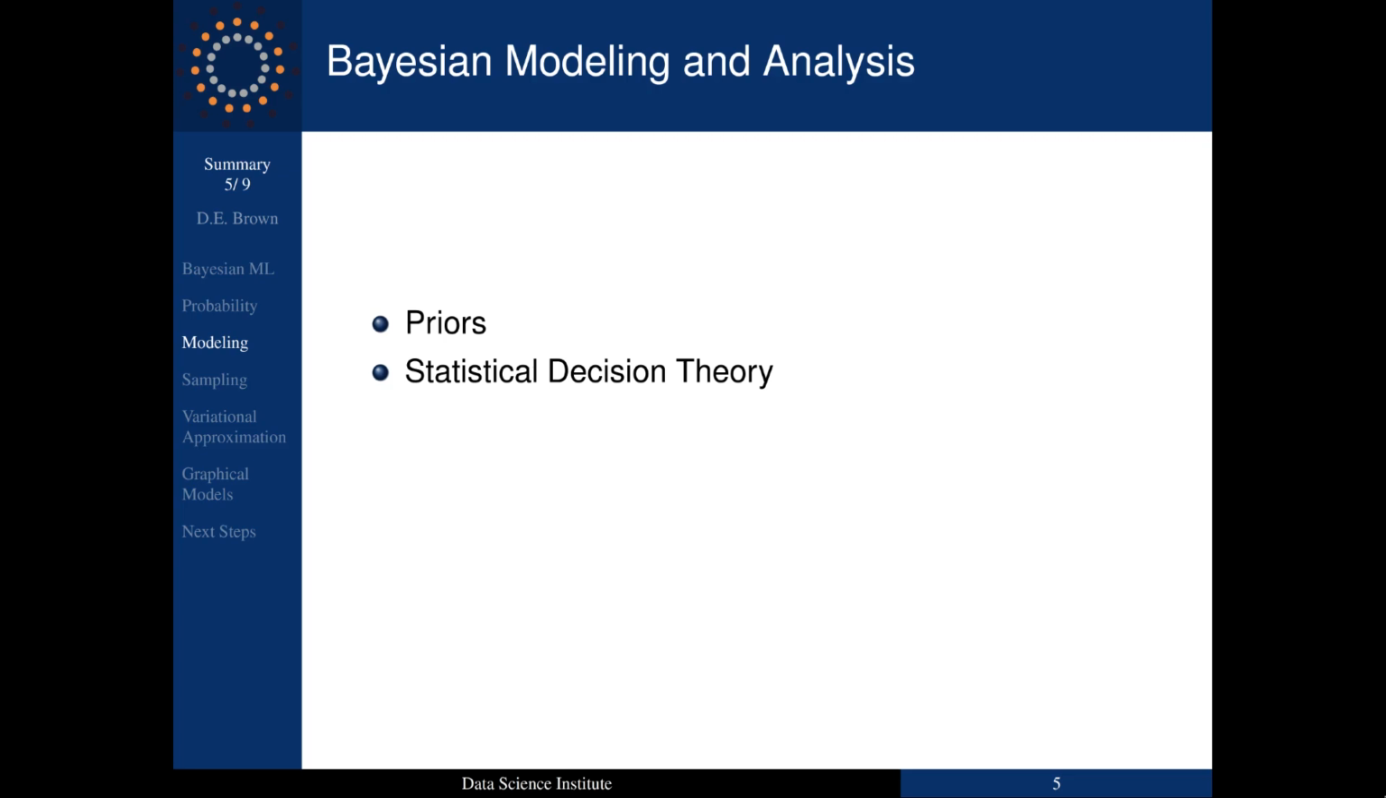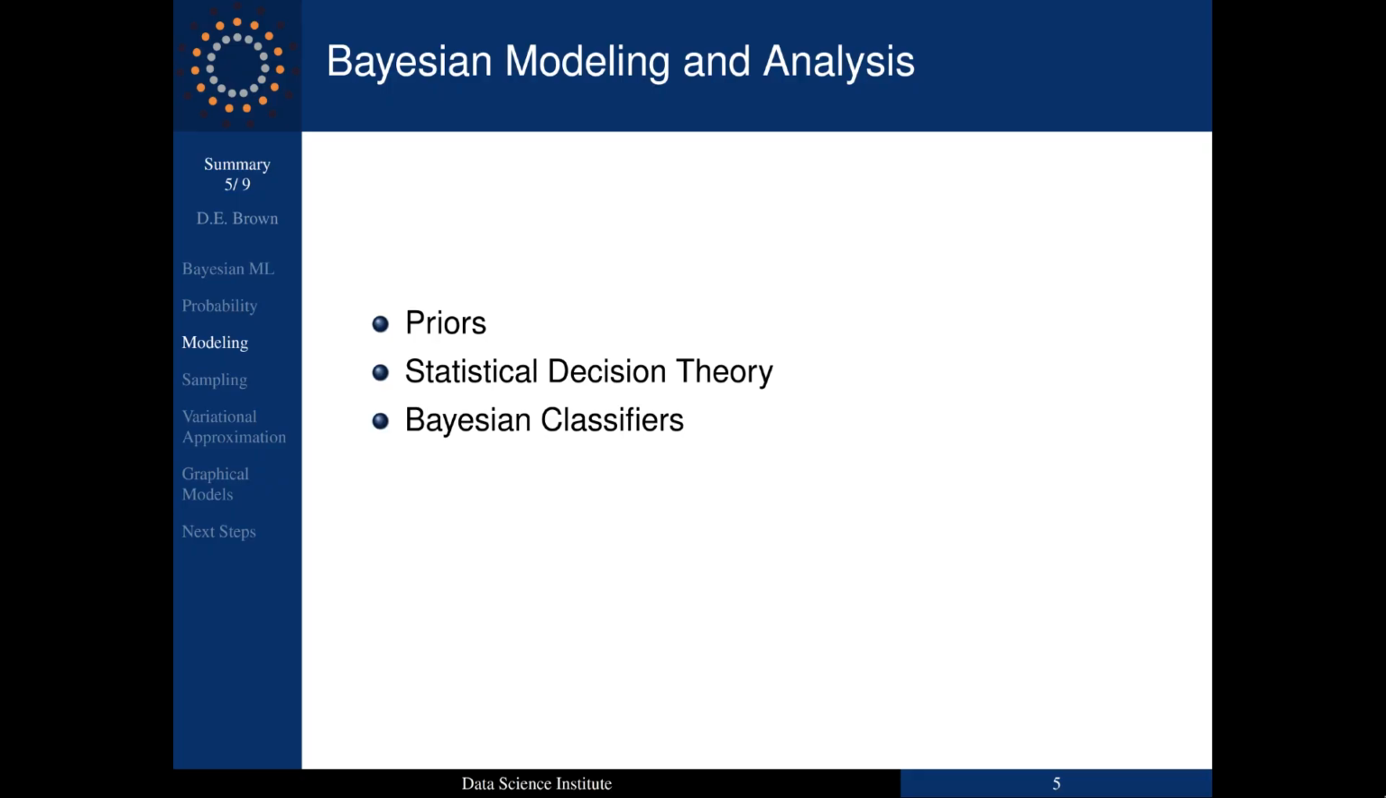We then looked at statistical decision theory and defined what it means to be Bayes optimal. And to be Bayes optimal, you basically are looking at solutions that minimize the expected loss. So among all possible choices, which is the one that minimizes the expected loss function for that problem?